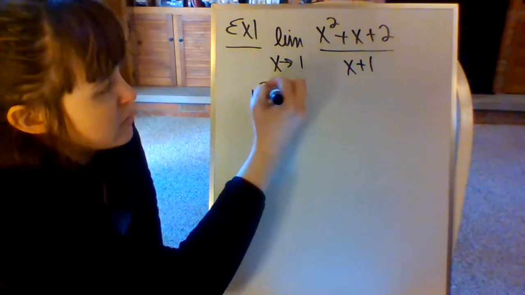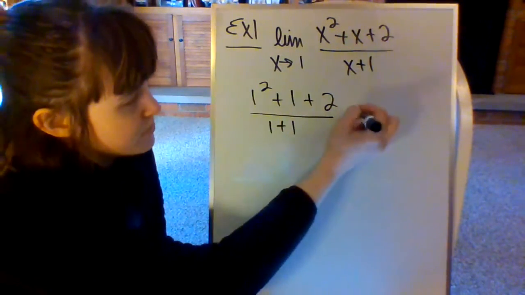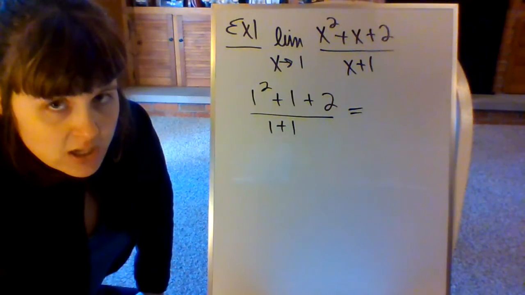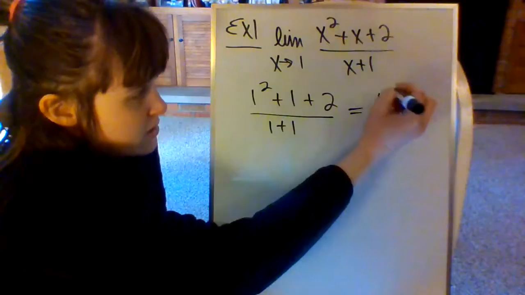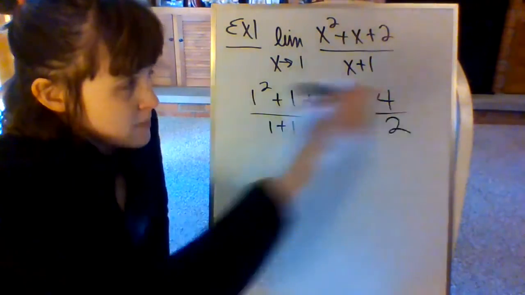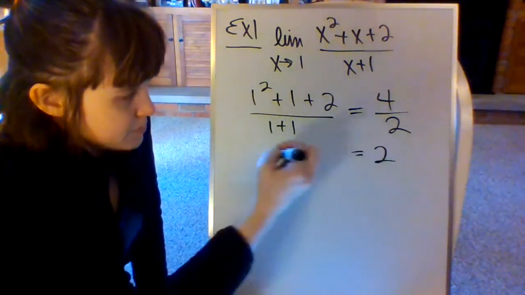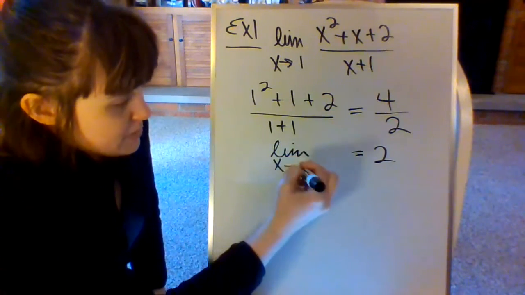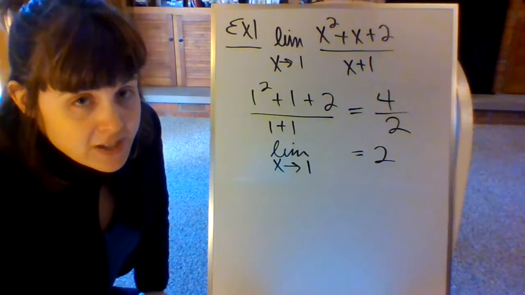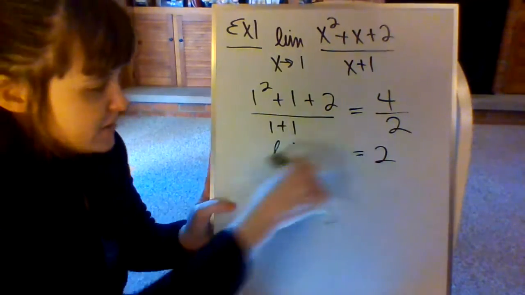So let's do it. 1 squared plus 1 plus 2 divided by 1 plus 1. So we know 1 squared is 1, so 1 plus 1 is 2, and 2 plus 2 is 4. And then the bottom part, 1 plus 1 is 2. And 4 divided by 2 is 2. So the limit as x approaches 1 equals 2. Okay, so that's a review from yesterday. Now we're going to go to example 2 where we're going to do some factoring first.